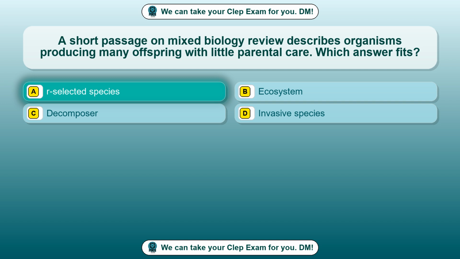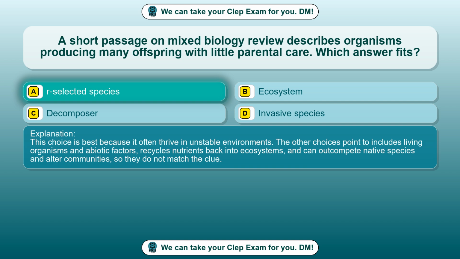R-selected species. This choice is best because it often thrives in unstable environments. The other choices point to includes living organisms and abiotic factors, recycles nutrients back into ecosystems, and can outcompete native species and alter communities, so they do not match the clue.